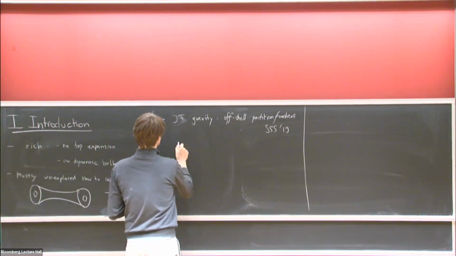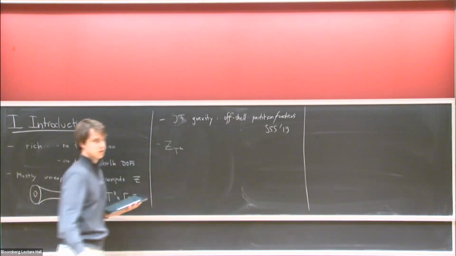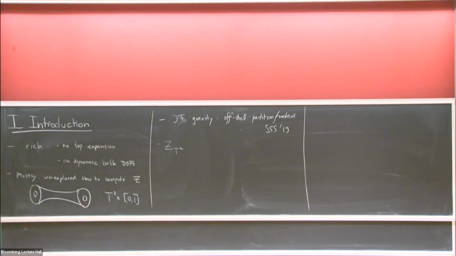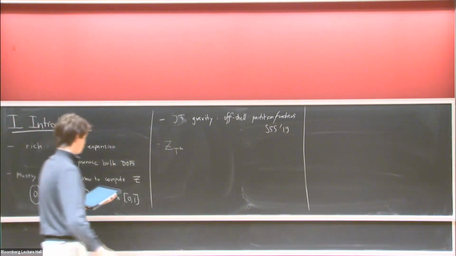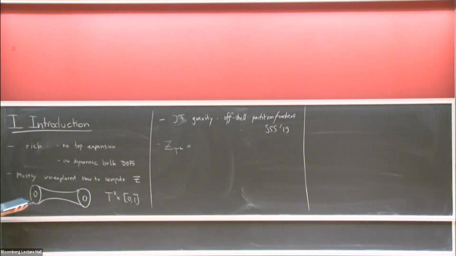Just as an example, in 3D gravity, let's say we want to compute the partition function with a fixed conformal boundary that is a torus. Then basically the starting point of this computation would be what Maloney and Witten did.